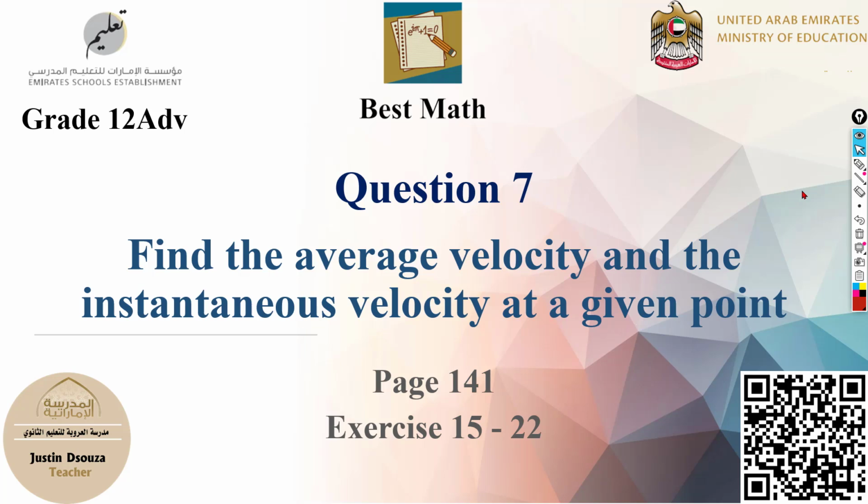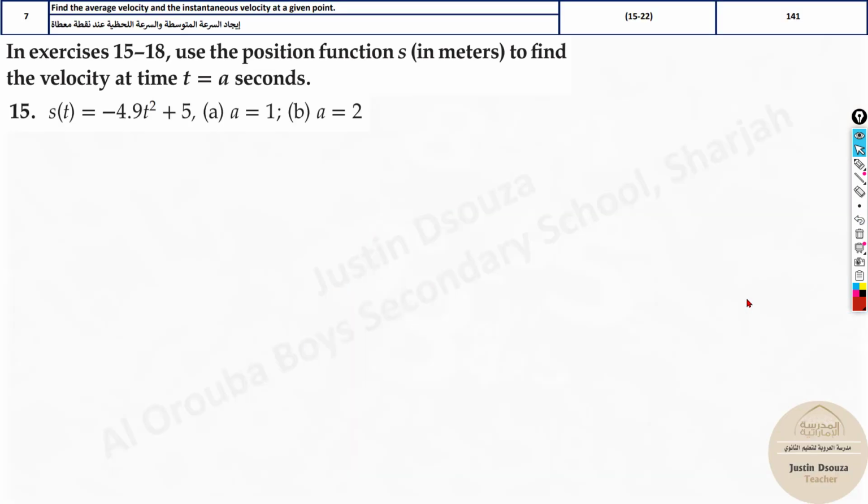Moving on to the seventh question, to find average velocity and instantaneous velocity at a given point. This is again very easy since it comes under the MCQ questions. You'll be given four options. You can directly use the calculator. For this first part, they are just asking you to find velocity at these two intervals.